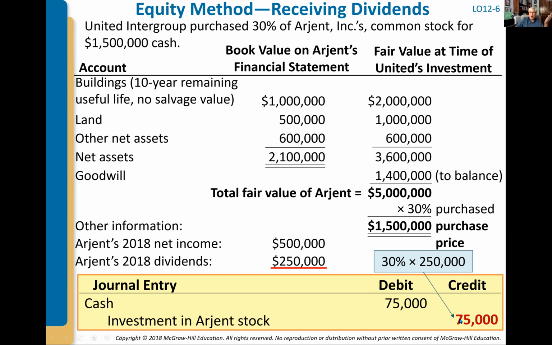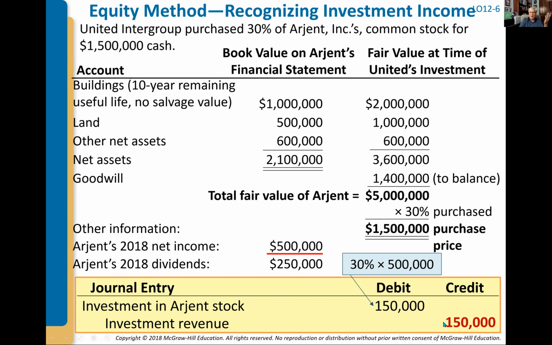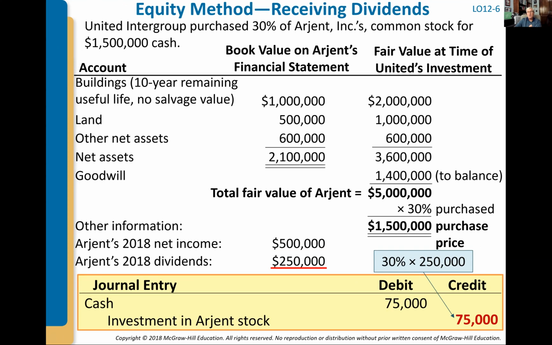So remember, we started with $1.5 million in Argent stock. We increased it to $1.05 million, and then we subtracted 75,000. And so the value of that investment in Argent is going to continue to depend on our percent of their net income minus the dividends that we receive. So again, that is very different.